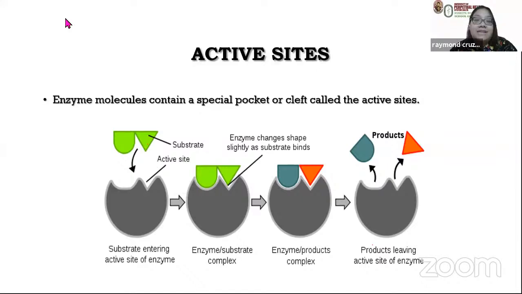So these are your active sites and your enzyme molecules. They contain a special pocket or cleft called the active site. If there is a change in the active site, it would not be the best fit for your substrate and the enzyme-substrate complex, and it will not facilitate your reaction. As we go back to the question, if there's a change in the active site, will the rate of reaction increase or decrease?